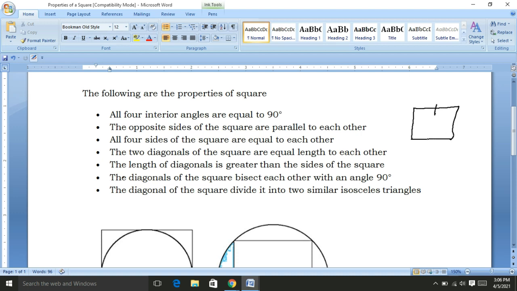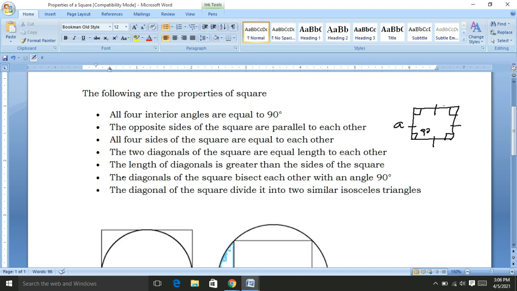Maybe I am unable to draw a perfect square, right? These sides are all equal. Let us consider the length of the side of the square to be A. All the side lengths are A, and the internal angle of the square is 90 degrees everywhere. That means here and everywhere it is 90 degrees. So we can understand this is a square.